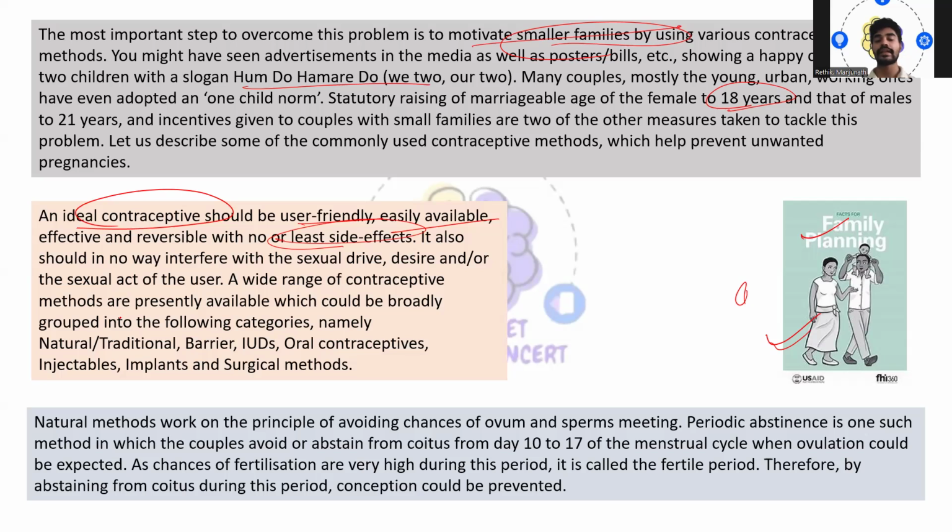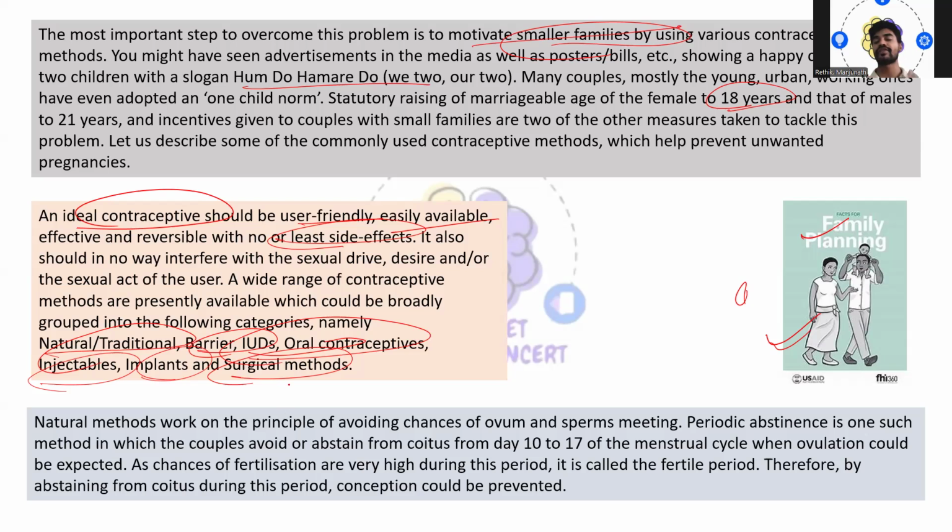Then these contraceptive methods have been broadly grouped into different categories, namely natural or traditional methods, barriers, IUDs, oral contraceptives, injectables, implants, and surgical methods. So one by one, let us see what all the things are. First I'm talking about the natural methods of contraception.